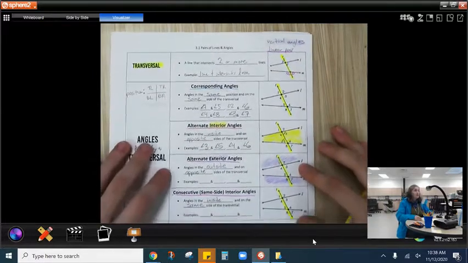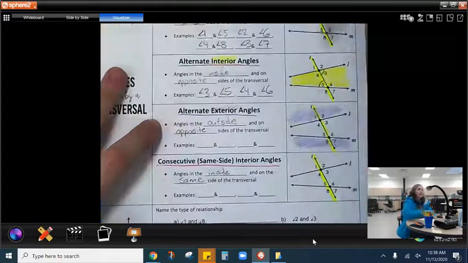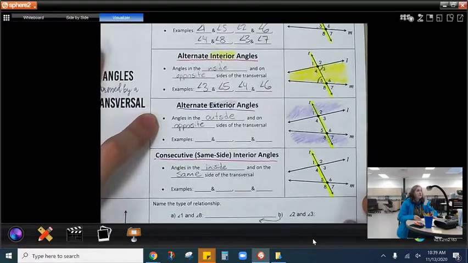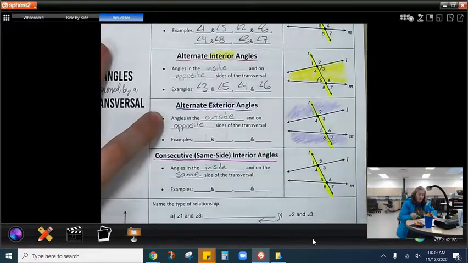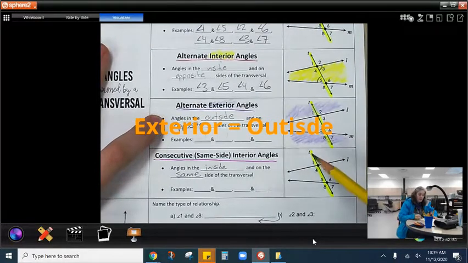So let's take a look now at this alternate exterior. And I'm going to zoom in so you can see a little better. Alternate exterior. Now I've color-coded the exteriors. So they're the ones that are outside, right, of our lines L and M. And we want them to be exterior and opposite. Exterior and opposite. So I'm just going to pick one of the angles that's here in the purple. Let's just start with angle 1.